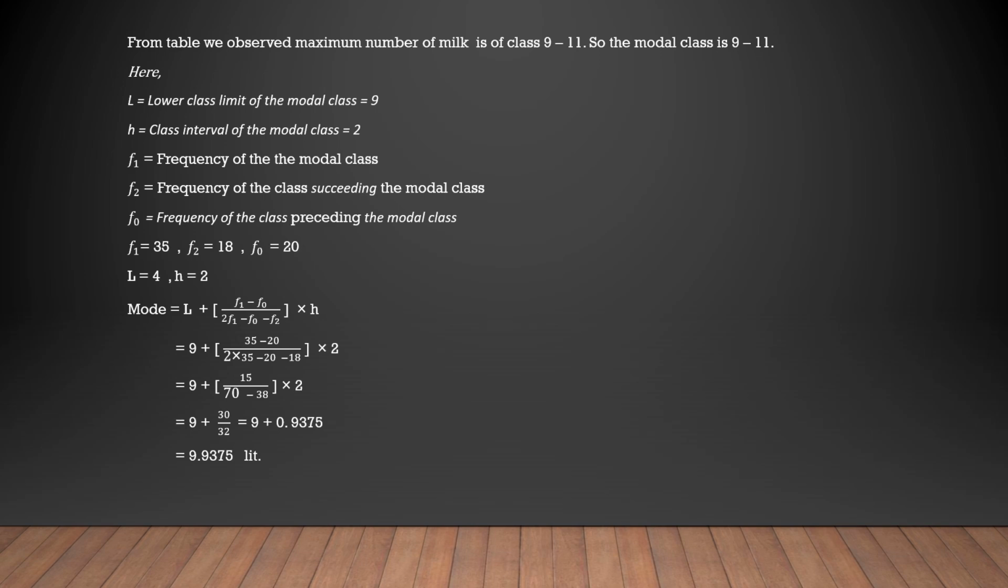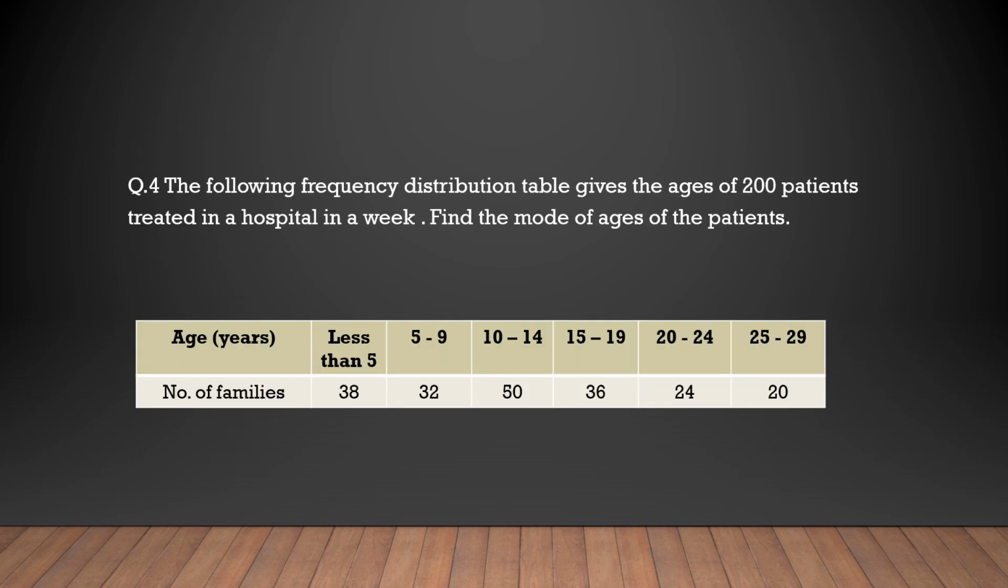So 9 plus 30 by 32 is 0.9375. So 9 plus 0.9375 is equal to 9.9375. So mode is 9.9375 liter, which is approximately 9.94 liter.